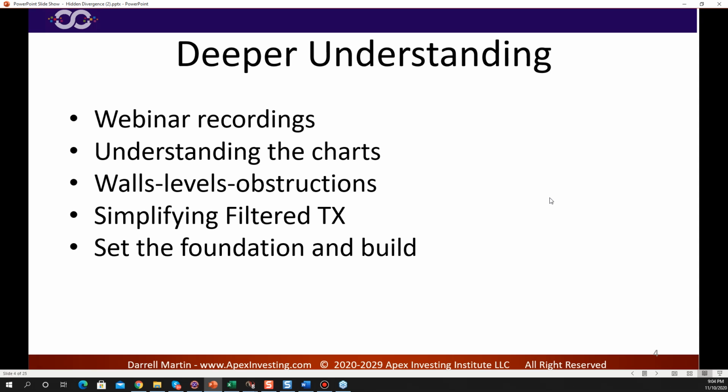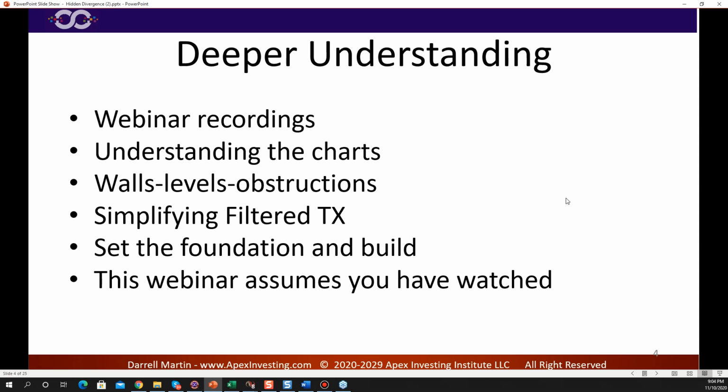That really sets the foundation of everything, and then we can build on that. So like I said, this webinar will assume you've watched those. Real quick here, we've got a lot we're going to cover. Tonight we're focused on the hidden divergence trade setup.